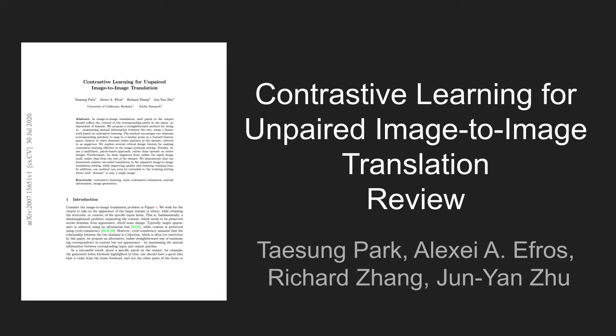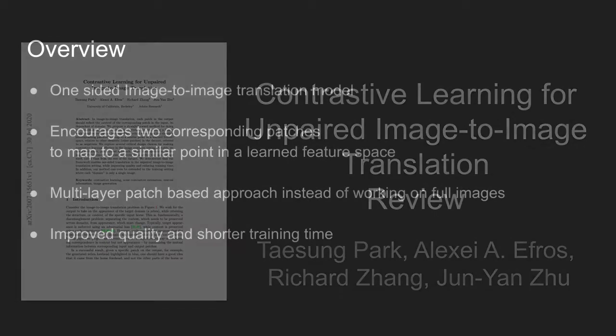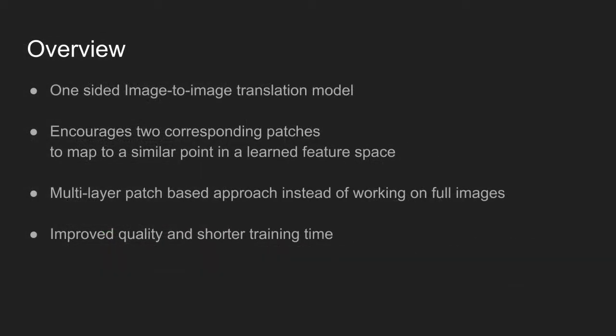Today's paper is Contrastive Learning for Unpaired Image-to-Image Translation. The work performs an image-to-image translation task based on contrastive learning. Instead of operating on an entire image, the method works on image patches. The proposed model encourages two corresponding positive image patches to map to a similar point in a learned feature space relative to other negative patches in the image. The framework enables one-sided translation tasks with unpaired images while improving quality and reducing training time.